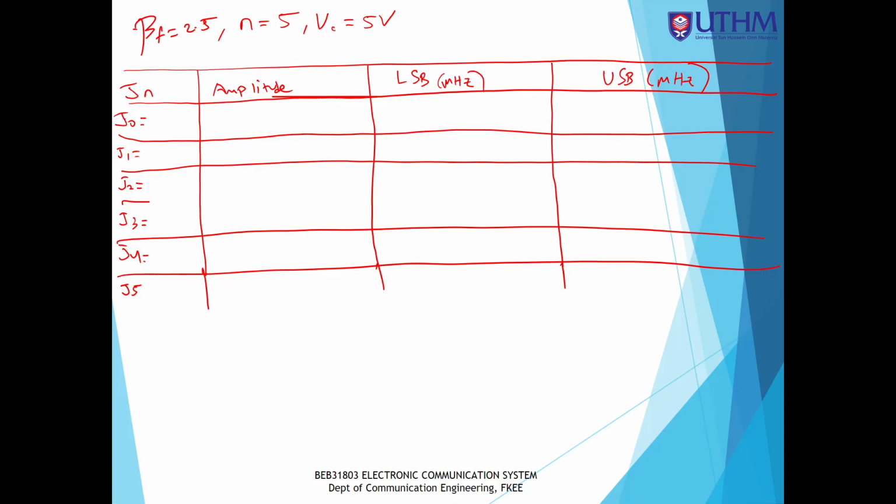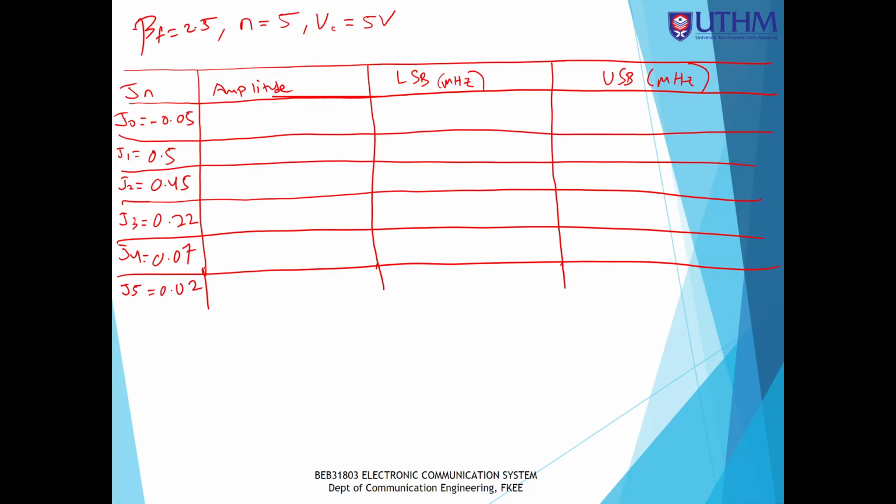Okay, so here is 0.4, 0.5. So J0 is negative 0.05. J1 is 0.5, J2 is 0.45. J3 is 0.22, J4 is 0.07, J5 is 0.02.